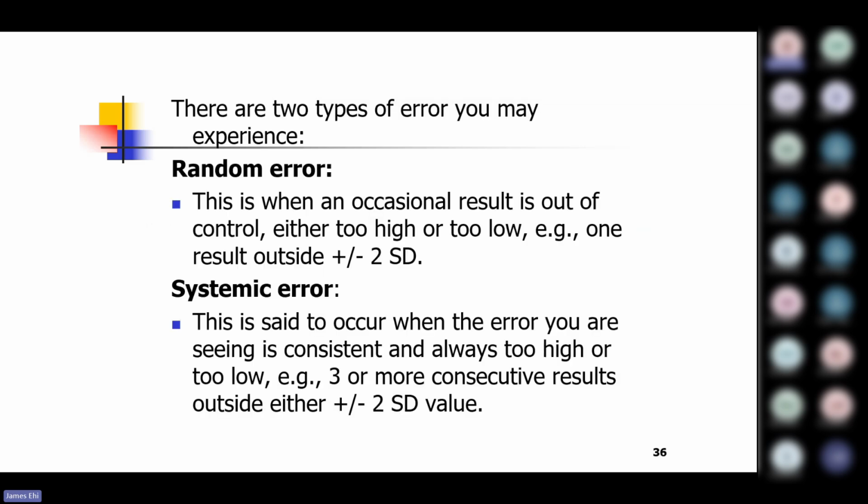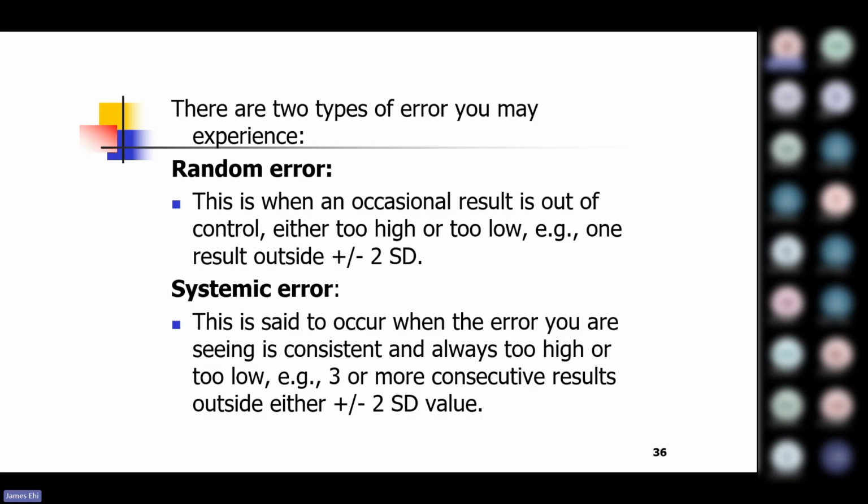A lot of people are looking at the EQA graph. They are not seeing anything. The only thing they are seeing is within 2SD. There's no way you'll be able to fix any problem that's going to compromise the patient's safety. There are two basic types of error which you should be used to by this time in the laboratory, particularly the analytic phase, which are random error and systematic error. Under random error, this is when an occasional result is outside control limit, either too high or too low, e.g. one result outside the plus or minus 2 SD, like a 1 2S, that's a random error.